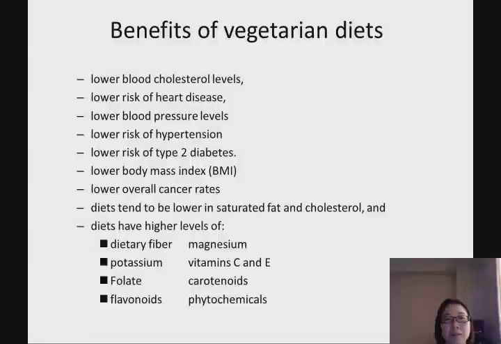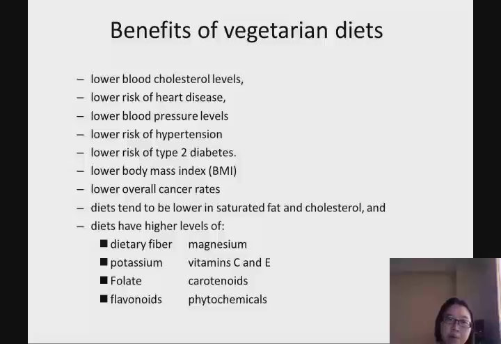The benefits of becoming vegetarian: they lower our blood cholesterol level and lower our risk of heart disease. Because they are consuming more fruits and vegetables, they have a higher amount of potassium, so it's going to lower our blood pressure level and lower the risk of hypertension. And since vegetarians may have a lower carbohydrate intake, they may have a lower risk of type 2 diabetes and lower BMI, body mass index, which means lower body weight, and overall may lower our cancer rates.